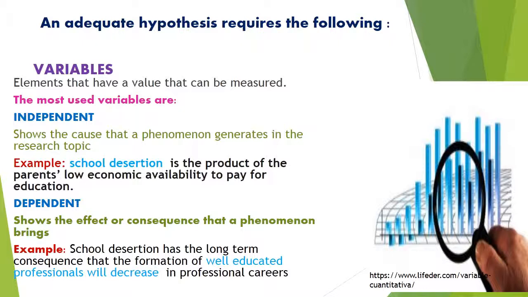The most used variables are independent, which shows the cause that a phenomenon generates in the research topic. Example: a school desertion is the product of the parents' low economic availability to pay for education. Dependent, which shows the effect or consequence that a phenomenon brings. Example: a school desertion has the long-term consequence that the formation of well-educated professionals will decrease in professional careers.